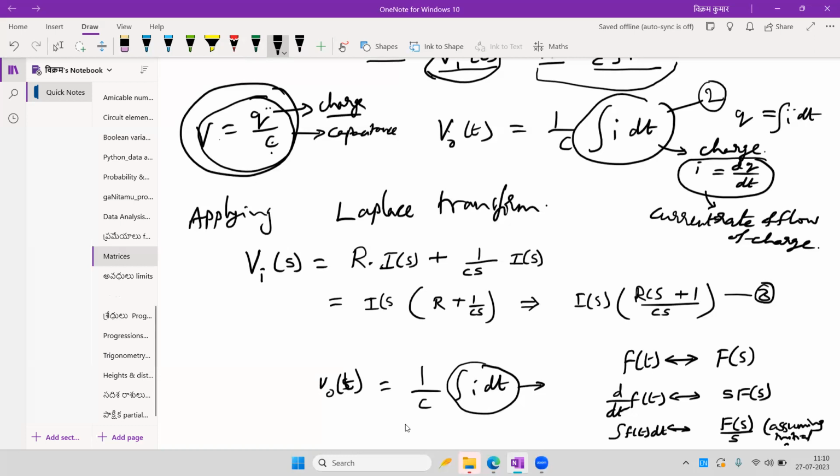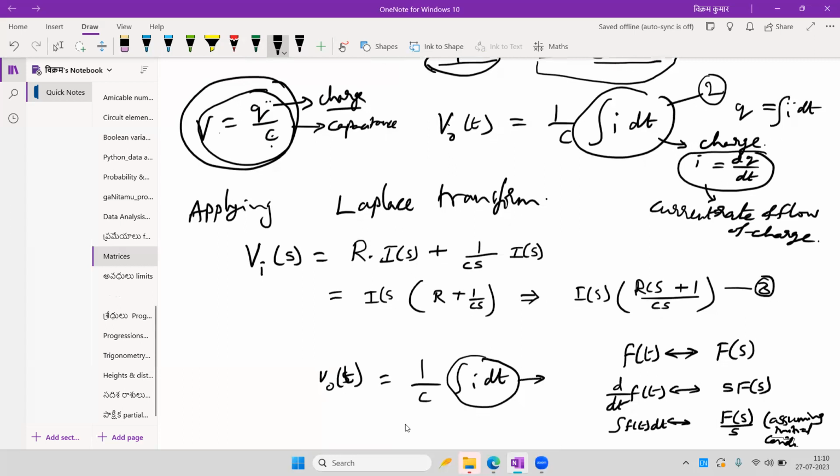Initial conditions are 0 means initially the capacitor is not charged. Even here also we are assuming initial conditions are 0. If you don't assume initial condition 0, some extra terms will come, both in the derivative and also the integration. On the right hand side you will get extra terms for both of them. If initially the capacitor is charged, already there is some charge in it, some extra terms come. Now I am assuming no initial charge, so this much will come.